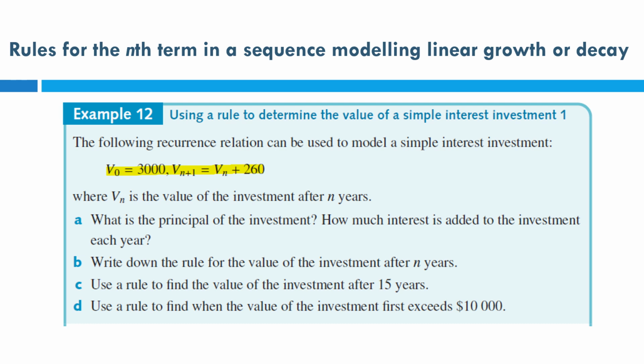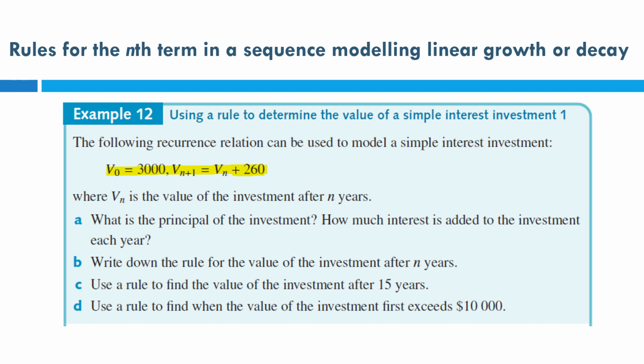And then it looks like it's increasing by 260 because of this right there, plus 260, so it's increasing, and we said it was an investment, so that's what it is. So first question, what is the principal of the investment, which was 3,000, and how much interest is added to this investment each year? And it's just 260, because we can actually answer that from there.